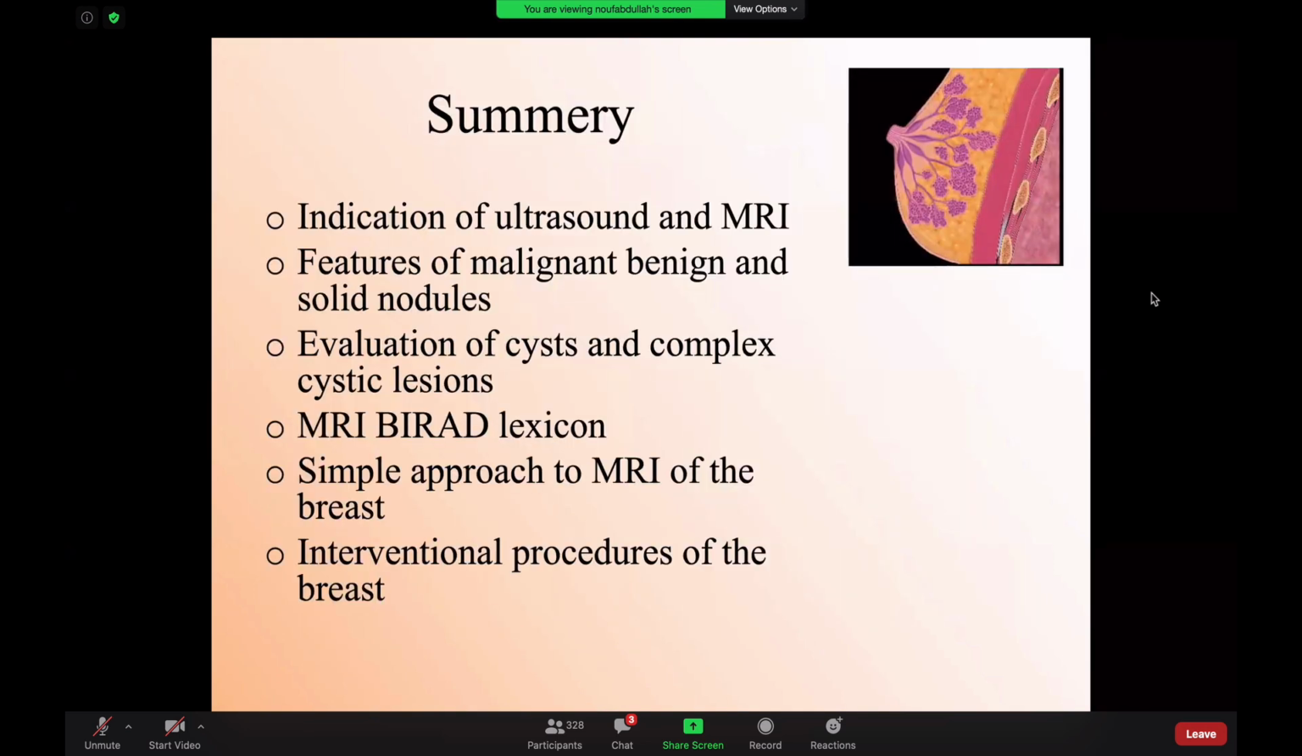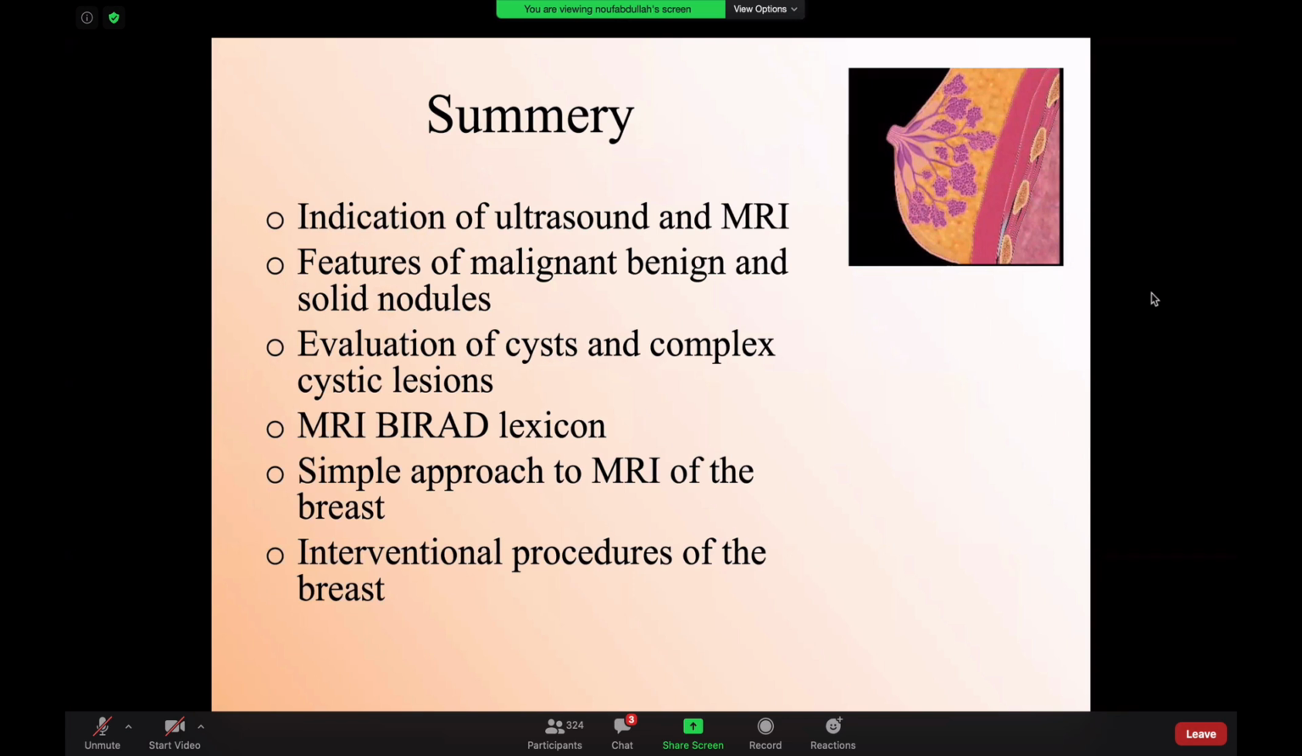So if I want to go through the summary, guys, over the last 45 minutes, we learned the following. You learned what are the features of solid and cystic lesions on ultrasound. You learned how to differentiate between benign solid and malignant solid lesions. You learned the difference between a complicated cyst and a complex cystic lesion. You learned the BI-RADS of these features. You learned what are the features of BI-RADS 3 lesions, BI-RADS 2 lesions, and BI-RADS 4 lesions.